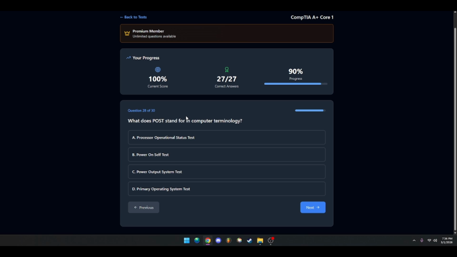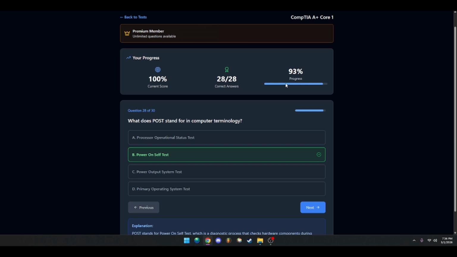What does POST stand for in computer terminology? Once again, this is memorization of acronyms, among other things, for A+ Core 1. Think about it for a moment. And the answer would be B, power on self-test. This is strictly memorizing what acronyms mean in A+ Core 1.